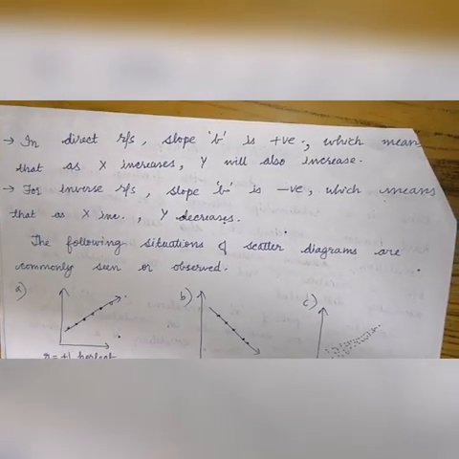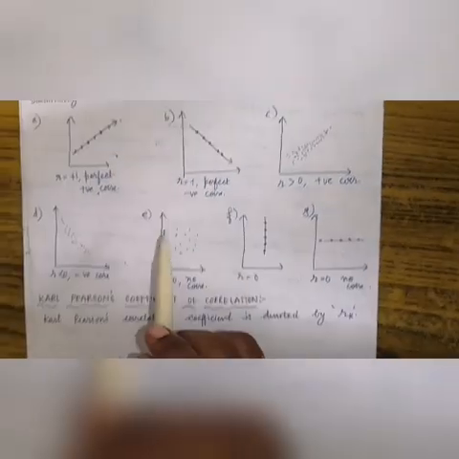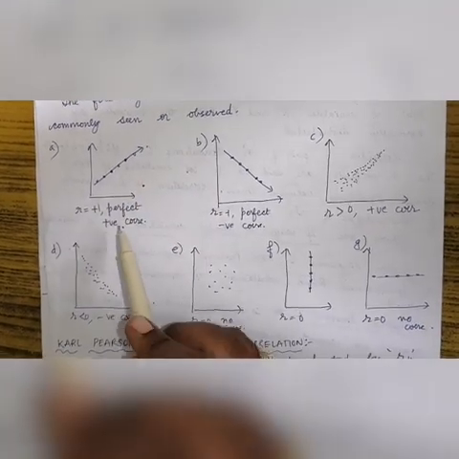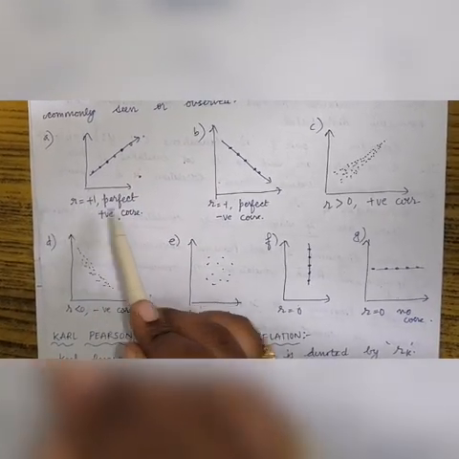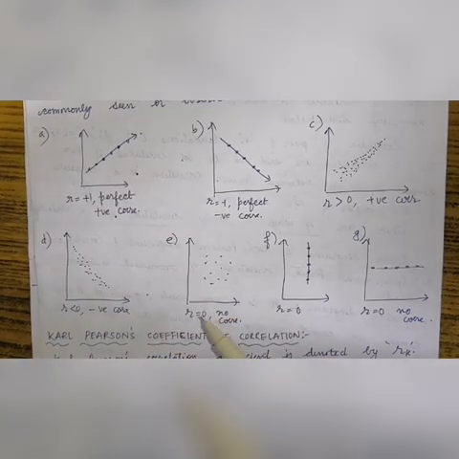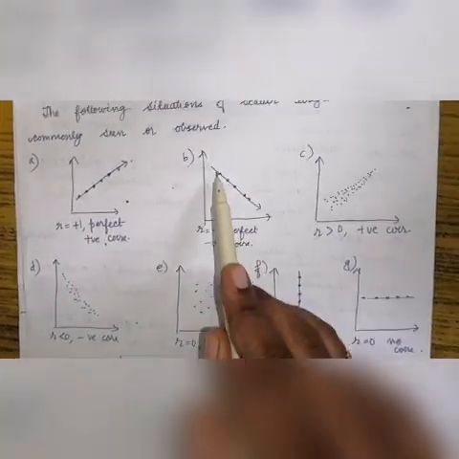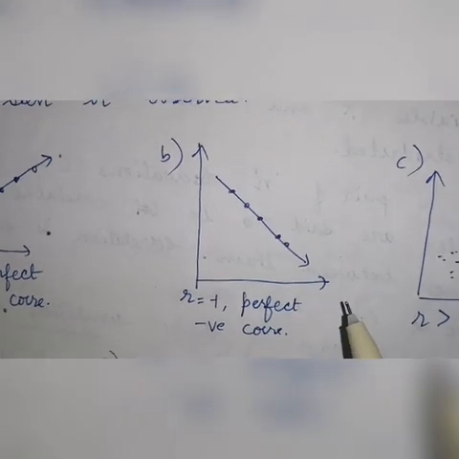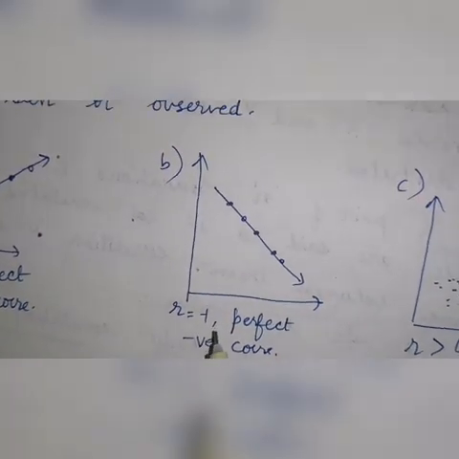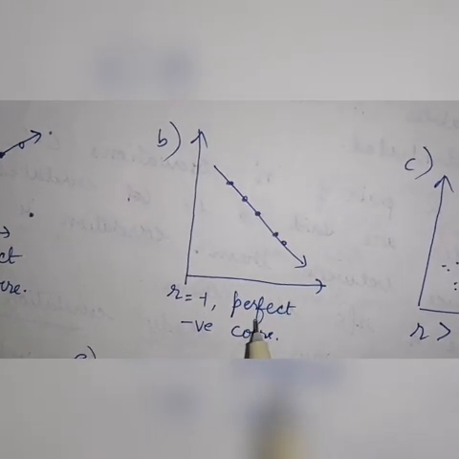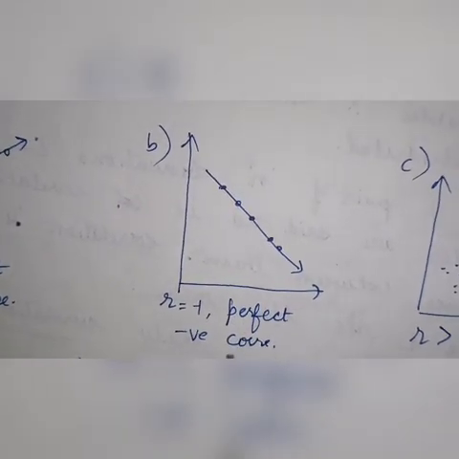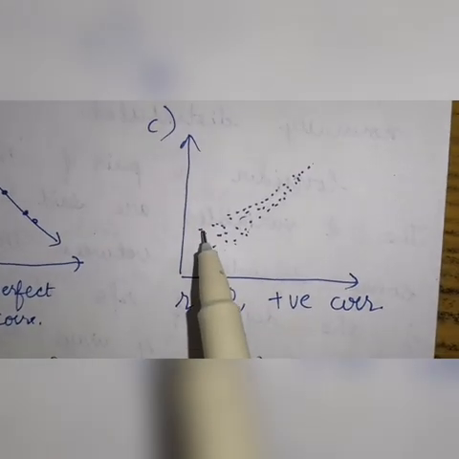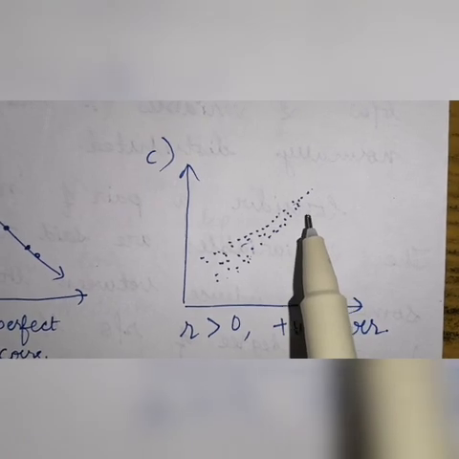Okay, so now these are some examples of scatter diagrams. So here x and y are increasing in the same direction, then we say the correlation coefficient is 1 and it is a perfect positive correlation. In the second case, if you see, if one is decreasing, the other is also decreasing, the direction of the line is changed. So here the correlation coefficient is negative, so it is -1, then we call it a perfect negative correlation.